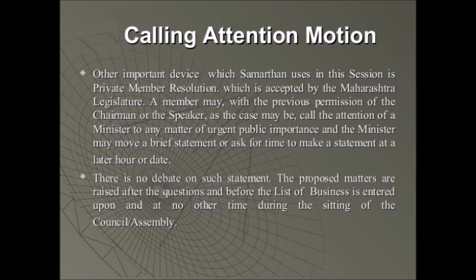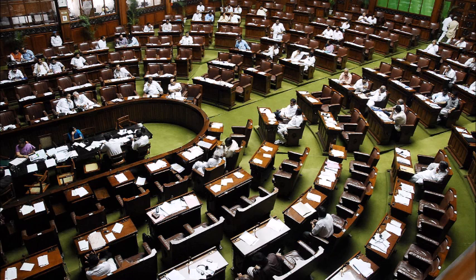Next term is short duration discussions. Private members can also bring matters of urgent public importance to the notice of the House for discussion. This notice must be signed by at least three members of Parliament. If the Speaker or Chairman is satisfied that the matter is urgent and of sufficient importance to be raised in the House at an early date, he may admit the notice.